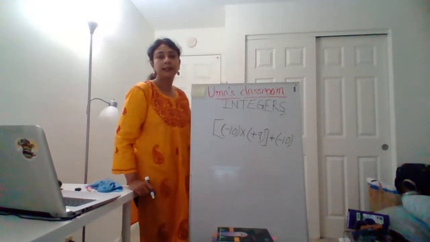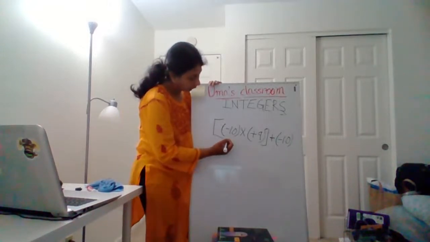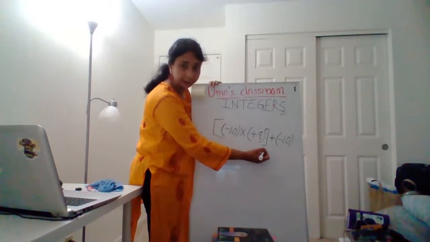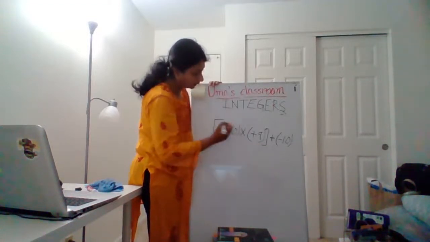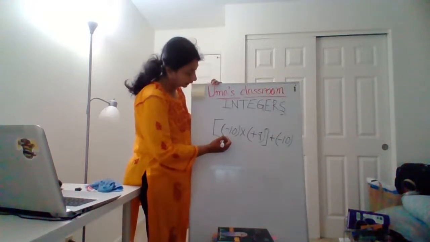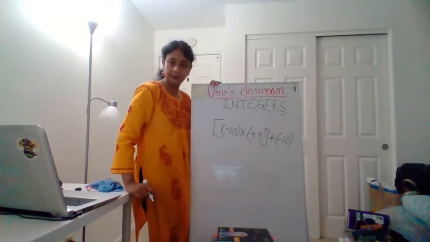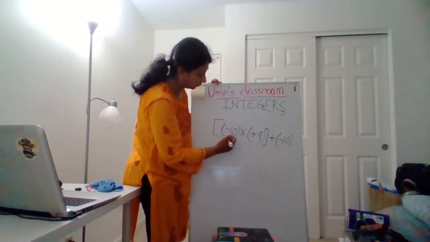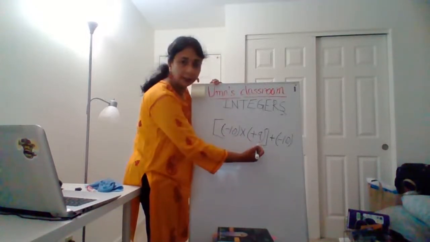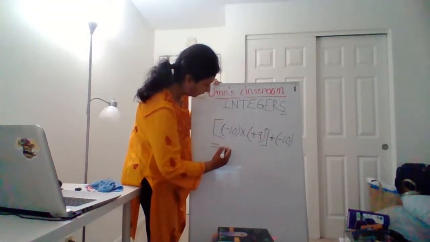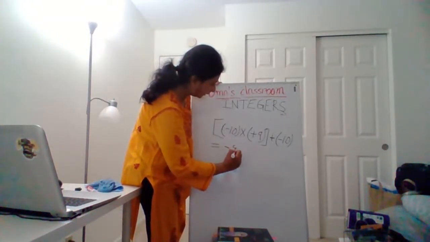Yes, you can try this one right now. I have just one guideline: as this part is inside the parenthesis, first perform this operation according to the rule. Here one is the negative integer, another one is the positive integer. So we have to perform this operation first. Negative 10 times positive 9, it is going to be negative 90.